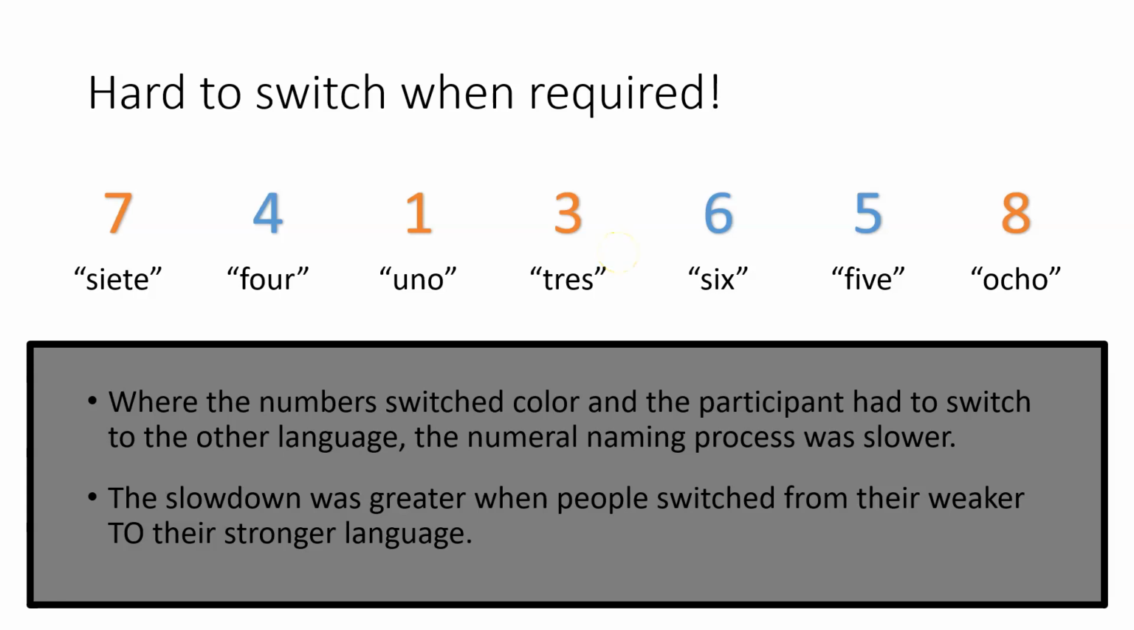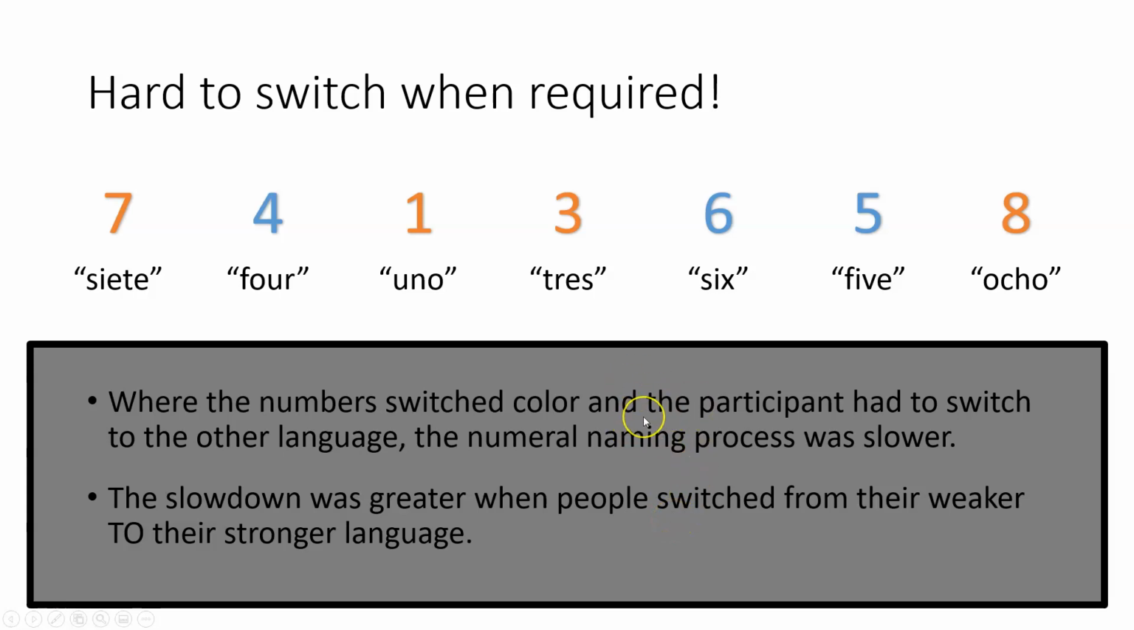Even if they were fluent, when they were switching from their weaker language to their stronger language, that would be when they were switching from Spanish to English. So in this transition right here, they were slower to switch back to their stronger language. Now, these two findings have a couple of interesting implications.